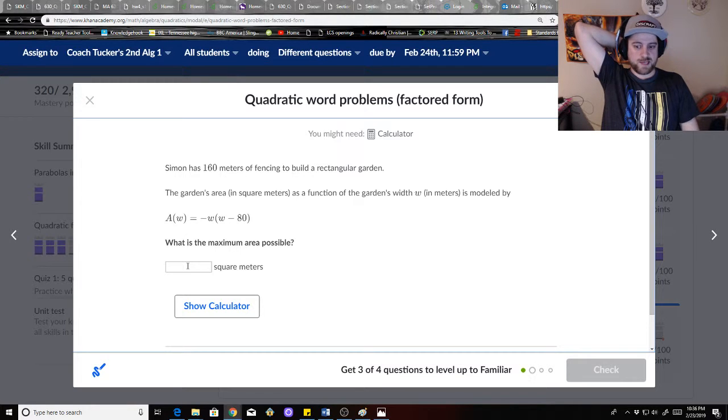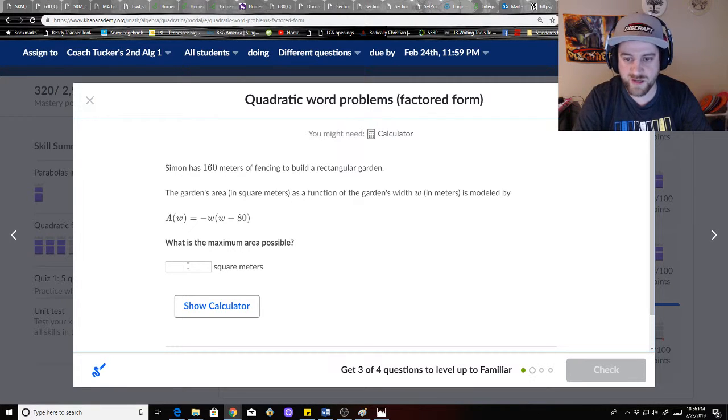We'll do this last one. Simon has 160 meters of fencing to build a rectangular garden. Now, the garden's area in square meters as a function of the garden's width, W, in meters, is modeled by A(W) equals -W times (W minus 80). What is the maximum area possible?